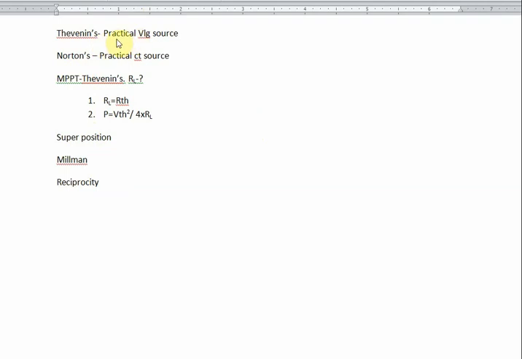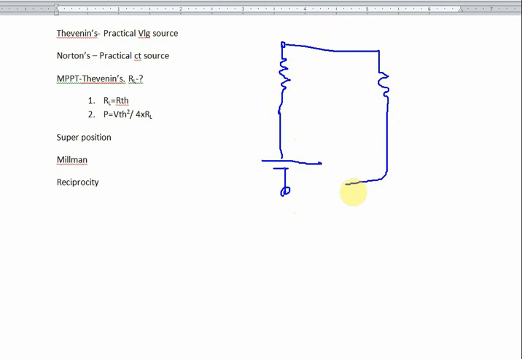Thevenin's theorem is nothing but a practical voltage source being present. What is a practical voltage source? A practical voltage source is a DC source or AC source that you may use, connected in series with a resistance. So that is Thevenin's theorem. This practical voltage source is connected across your load. So you will connect your load.